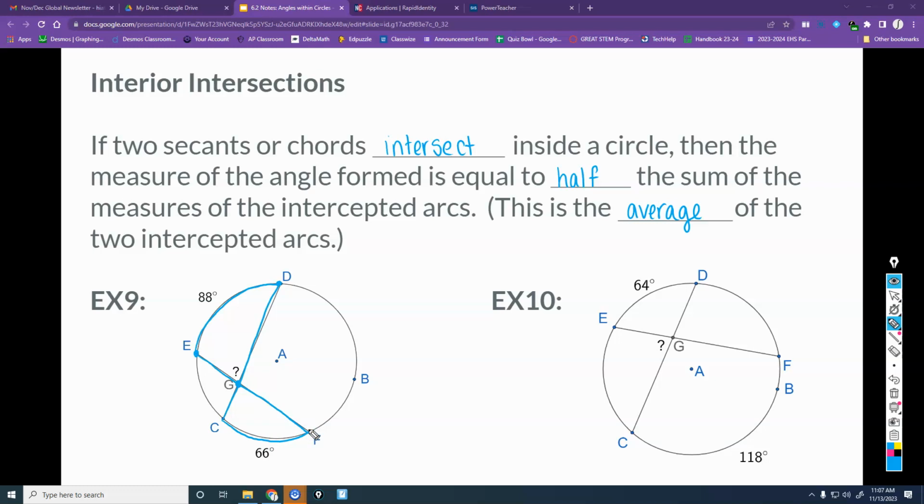Okay? Those two are our intercepted arcs. So when it says intercepted arcs, it is talking about the 66 and the 88. Those two angles right there are equal to each other. So what we can do for this is find the average of those two numbers. If I do 88 plus 66 and divide that by 2, or find half of it, is that 77? Seems like it should be. 77 degrees will be my answer.